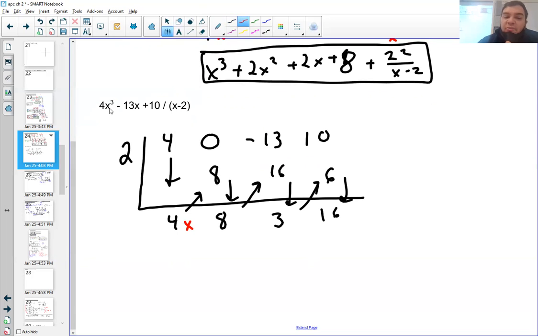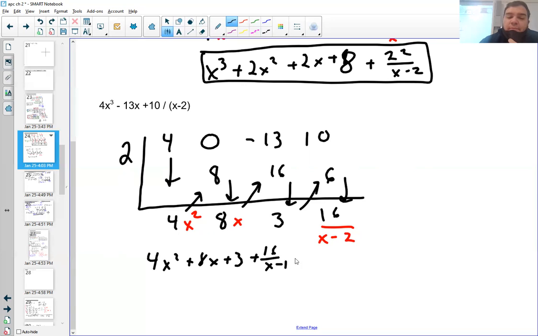Since it was x to the 3rd, we're going to start with x to the 2nd, x to the 1st, x to the 0 doesn't show up. And then the last thing we have to do is the divisor, which is x minus 2. Well, now I'm just telling you how to do it instead of teaching. Plus 8x plus 3 plus 16 over x minus 2. Wait, I actually like this better. Oh, not 12, 2. See, I like this much better.